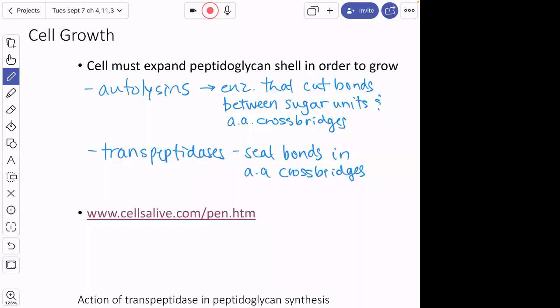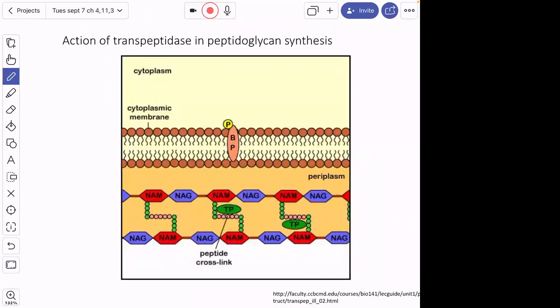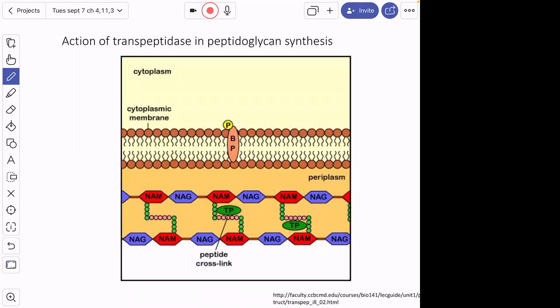Okay, so this is the best graphic that I could come up with here to show how this works. So the new NAMs and NAGs are going to be made inside of the cell. Okay, this is cytoplasm, this is inside. And then they have to be transported through the membrane, a special channel there we're not going to worry about. So, and then these bonds, some of these broken so that the new subunits can be put in there. Okay, in the process, some of these amino acid cross bridges have to be broken apart and then resealed with the TP, the transpeptidases.